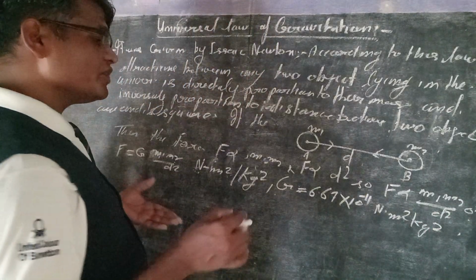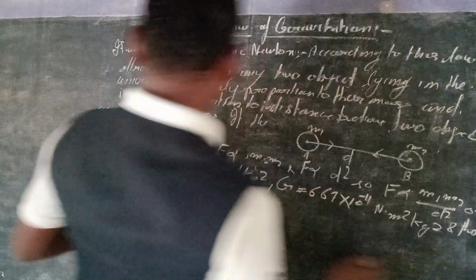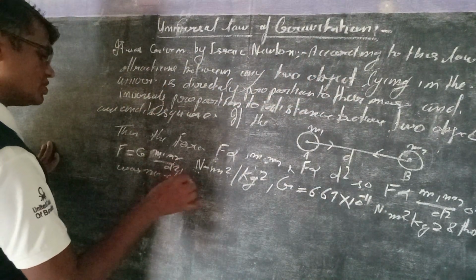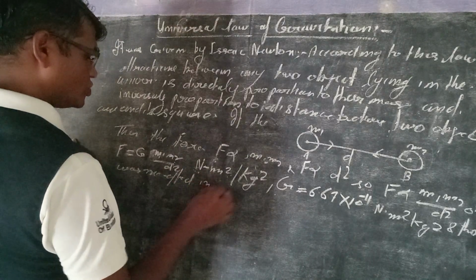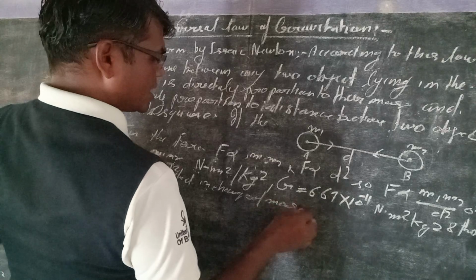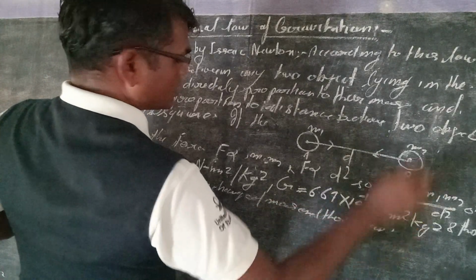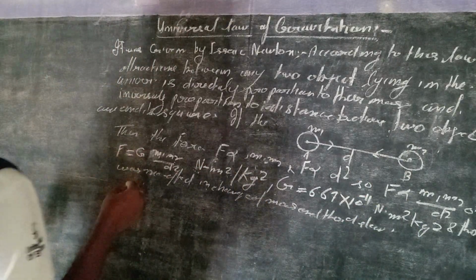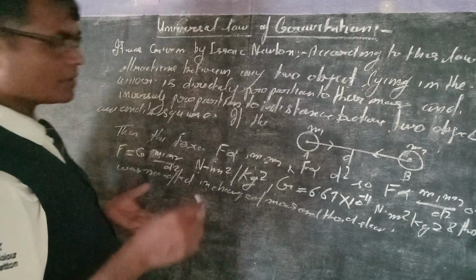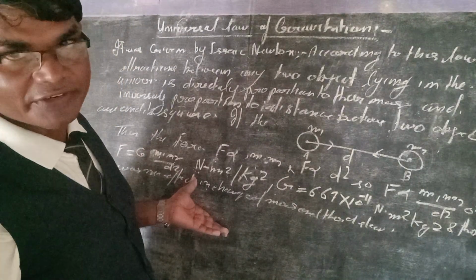There is no effect of changes in the masses and their distance on G. We will discuss the masses and their distance, and with their help we will calculate the universal gravitational constant.